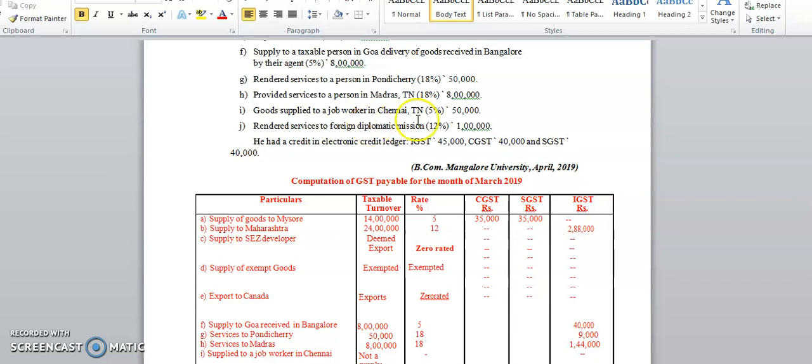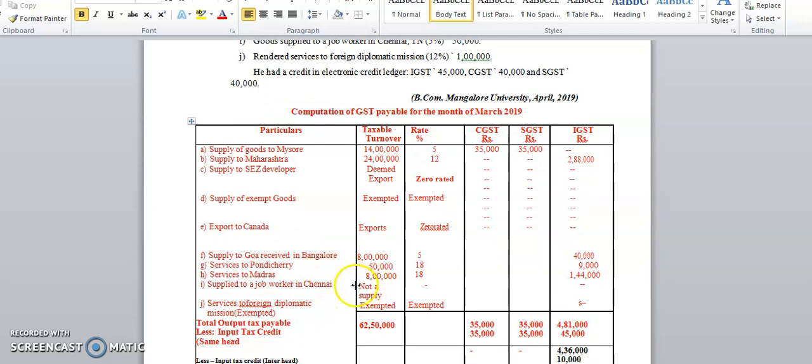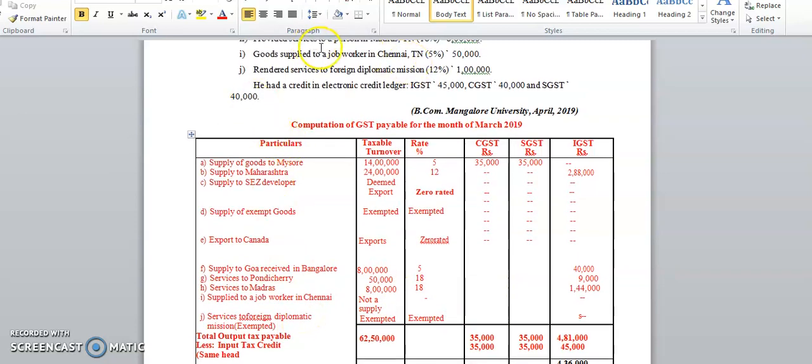Goods supplied to a job worker in Chennai, Tamil Nadu. When goods are supplied to a job worker, some modifications are to be done, when your product has to be modified, it is not yet a full-fledged product, not finished goods, still work is pending, then the supply is the supply of goods to job worker. When goods are supplied to job worker, it is not supply under GST. So in the taxable turnover column you have to mention it as not a supply and in the rate column nil and in rest of the columns nil.